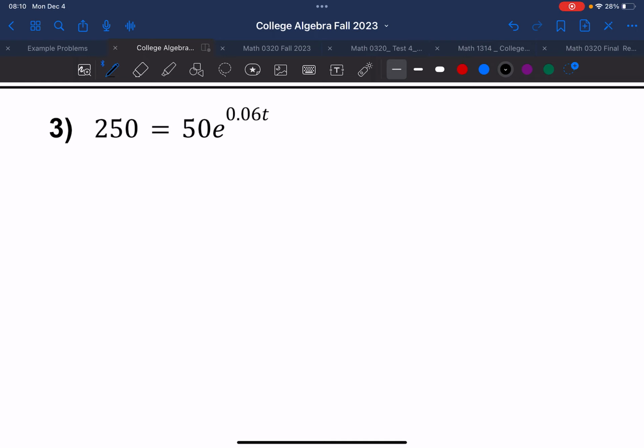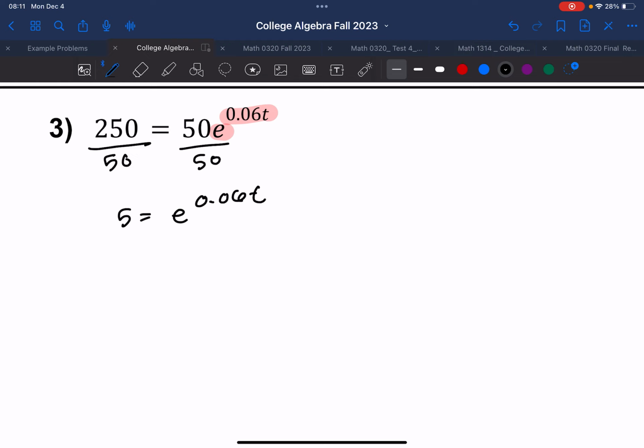Okay, on example 3, remember when we were doing the notes previously, in order to first use those inverse functions, we had to get that function by itself. So for example, we have an e in our function here. So right here, this e to the 0.06t. We need to get that entirely by itself before we can do the natural log of both sides. So what I'm going to do first is divide both sides by 50. So I have 250 divided by 50, which is 5, is equal to e to the 0.06t.